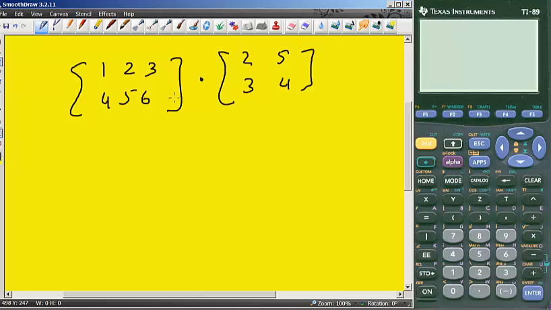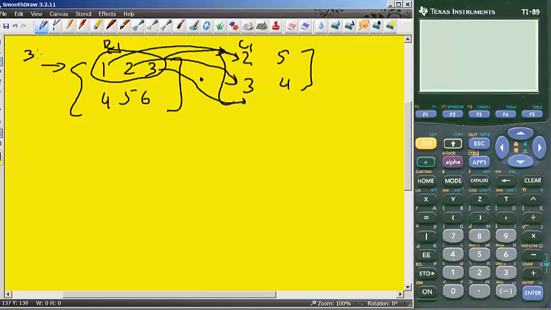Right. This does not work, and I'll tell you why. When you go to multiply row 1 times column 1, the 1 is going to be multiplied by 2, the 2 is going to be multiplied by 3, and there's nothing to multiply the last number, 3. So that means the number of columns, and this one has 3 columns, has to match up with the number of rows.